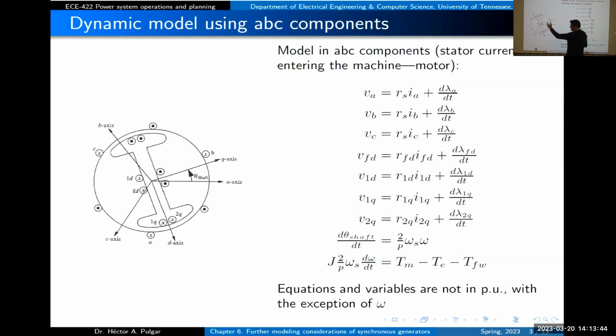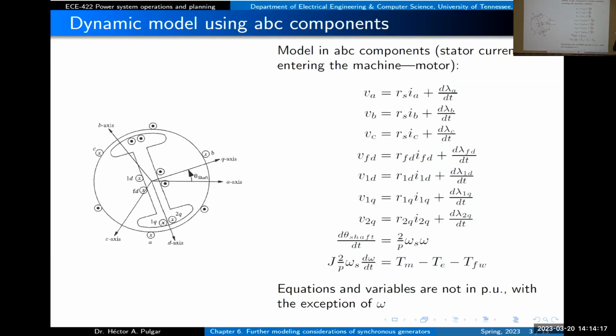If this rotates at synchronous speed, this angle will increase linearly in time. As we discussed in chapter 5, the machine can oscillate or rotate at a different speed. So this angle at some point will not be increasing linearly because we will have some disturbance. That's the model. Do you agree with me until here? Do you understand the meaning of this equation, right?